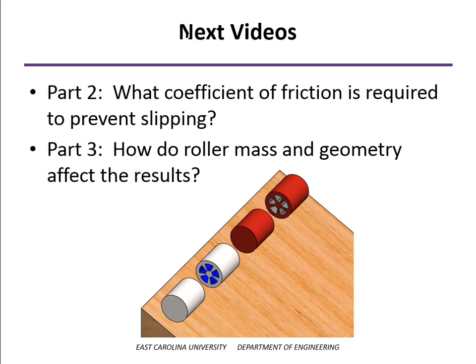And in part 3, we'll look at the 4 rollers that are shown here. 2 of them are steel, 2 of them are plastic, 2 of them are solid, 2 of them have the same geometry as the one we just looked at. And we'll ask the question, which one of these is going to get to the bottom first? Does mass make a difference? Does geometry make a difference? We'll figure that out in part 3.